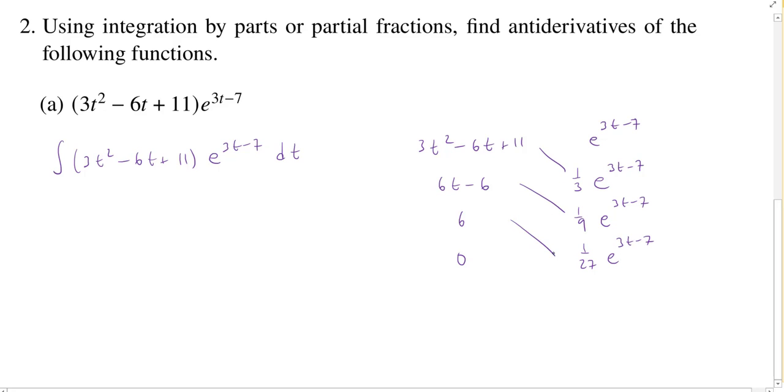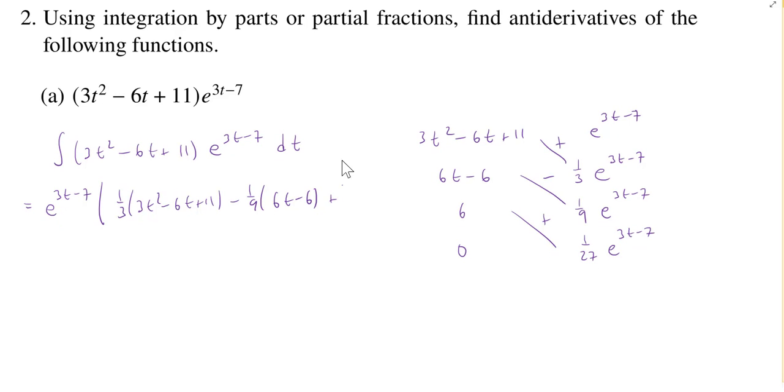All right, I connect diagonally, plus minus plus, and we're ready to roll here, right? So I notice first each one of these is going to have an exponential, so I'm just going to factor that out. So we're going to get e to the 3t minus 7, and then what's left over? So we have a third times 3t squared minus 6t plus 11. Then we have minus a ninth times 6t minus 6, and then plus a 27th times 6. All right, so we'll write here 6 over 27.